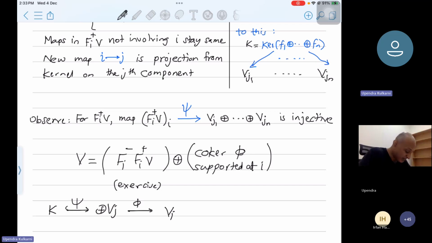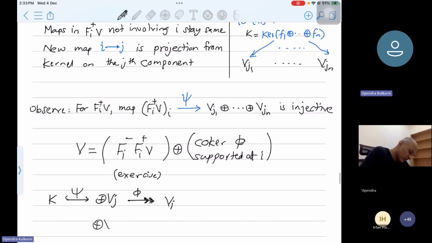Okay. What does Fi minus ask me to do? It asks me to take the co-kernel of this map psi and put it at vertex I. However, what we just saw was that if the map phi is onto, I mean, that was our hypothesis, right? If the map phi is onto, then all I am saying is that the direct sum of Vj modulo the kernel of psi is precisely going to be again isomorphic to Vi. It's like saying I take the kernel of an onto map and I take the co-kernel of that map. I'm going to get the original thing back.